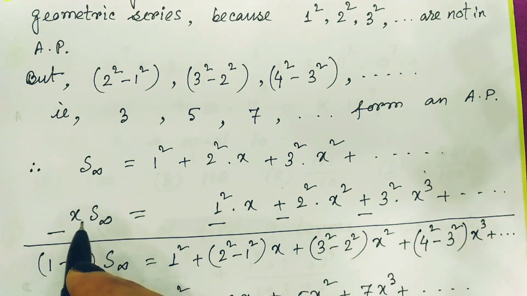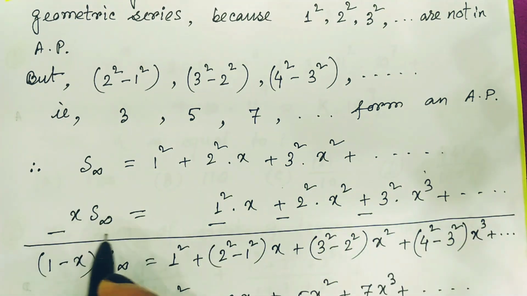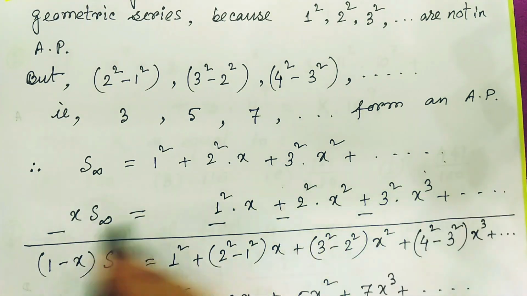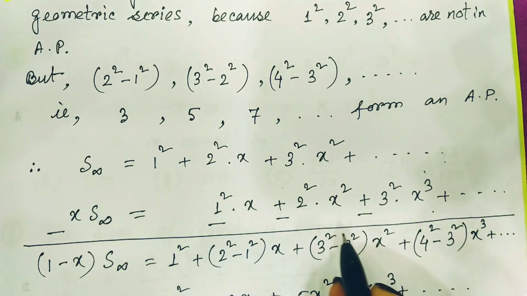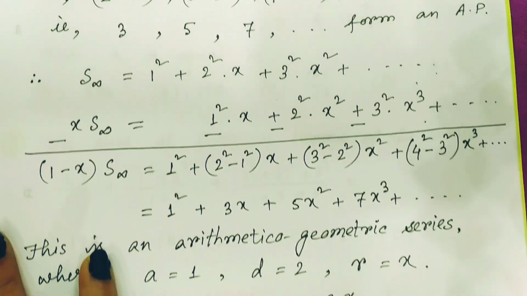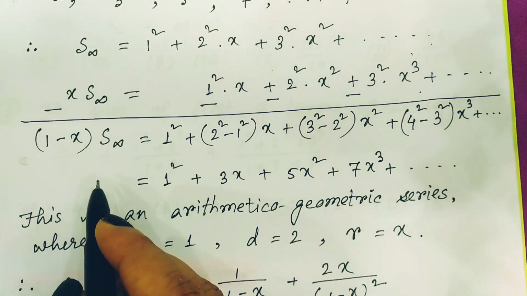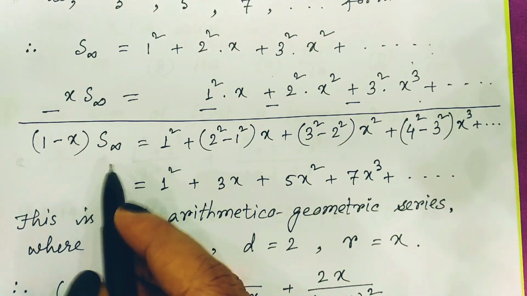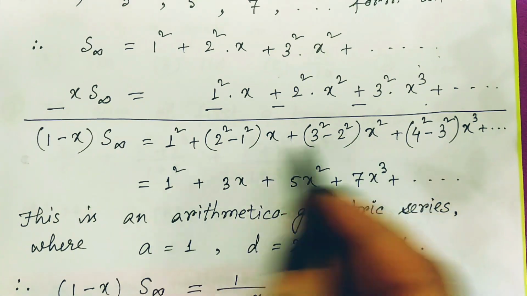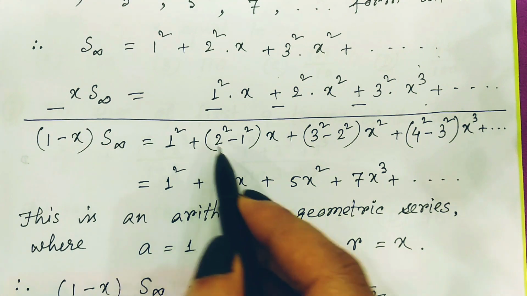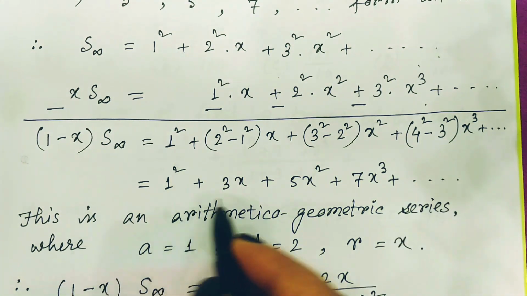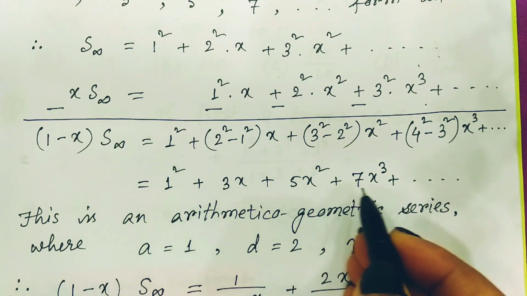So if it is the infinite series, then S infinity is this one given. We simply multiply x with this and then subtract. So we multiply x in this entire term and write it again, shifting one term, and after that we subtract. If we do so, we will find 1 minus x into S infinity, as there are n number of terms, is equal to 1 square plus 2 square minus 1 square into x, then 3 square minus 2 square into x square. So we can write it as 1 plus 3x plus 5x square plus 7x cube, in this way.